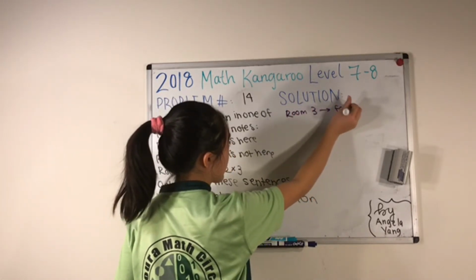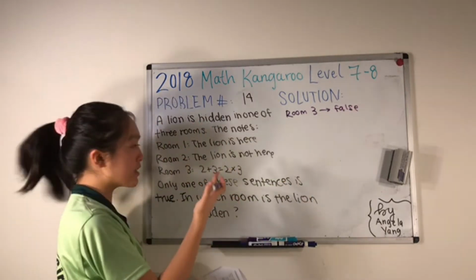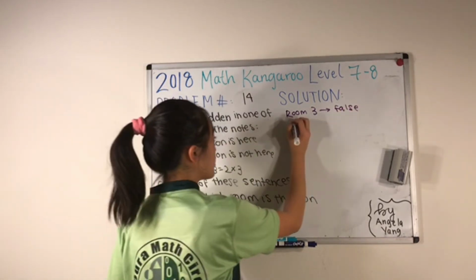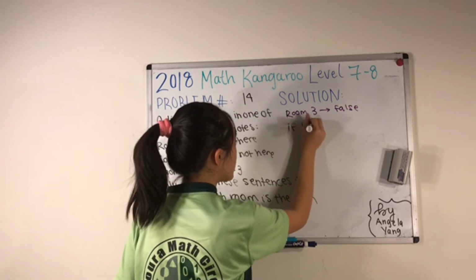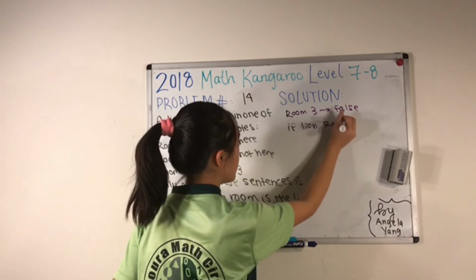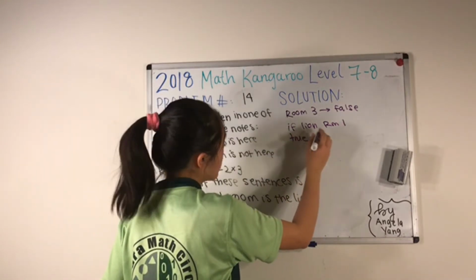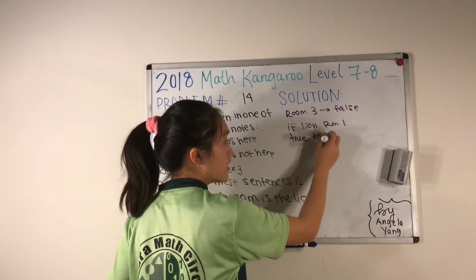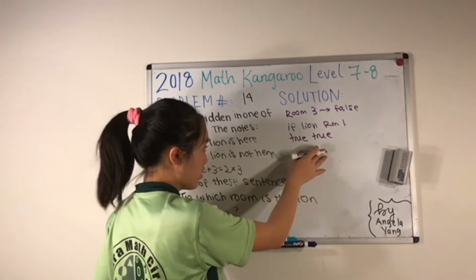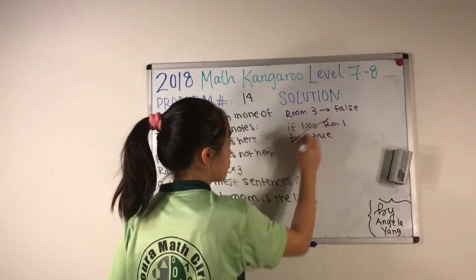Now, let's try 2 scenarios. Let's say the lion was in room 1. So, if the lion is in room 1, then room 1's note would be true, but then room 2's note would also be true, and only one note can be true, so it can't be in room 1.